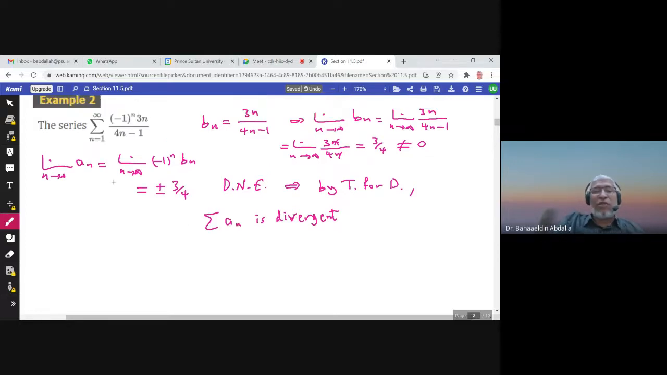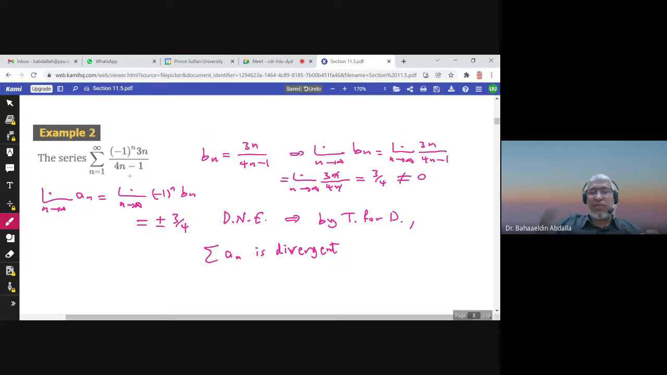So if for an alternating series, you find that the limit of Bn is not 0, then you conclude that the limit of An does not exist. And by the test for divergence, the series is divergent.